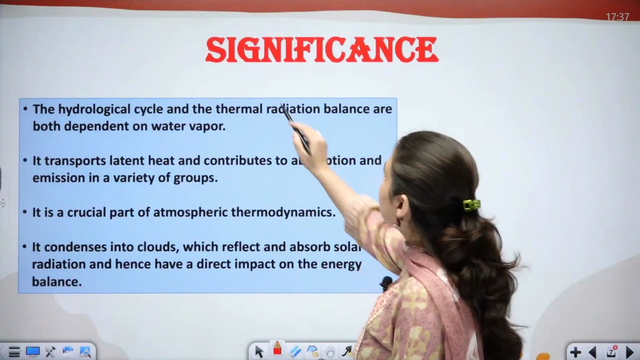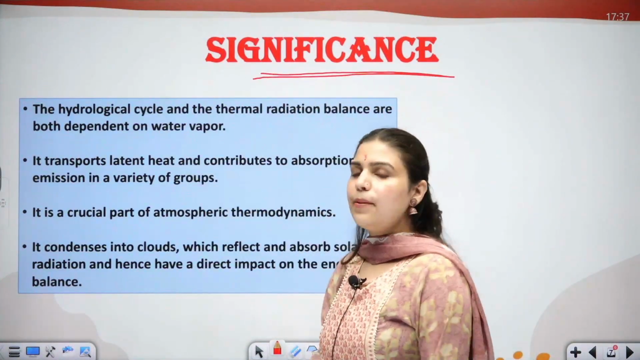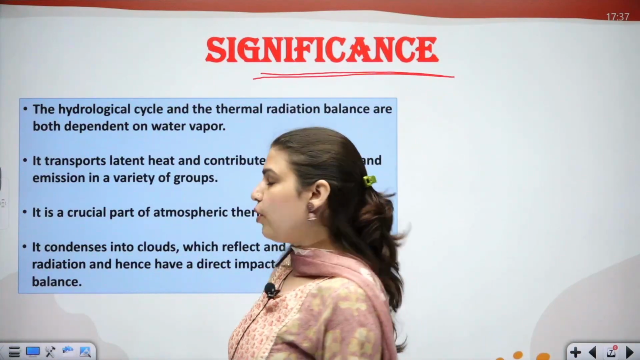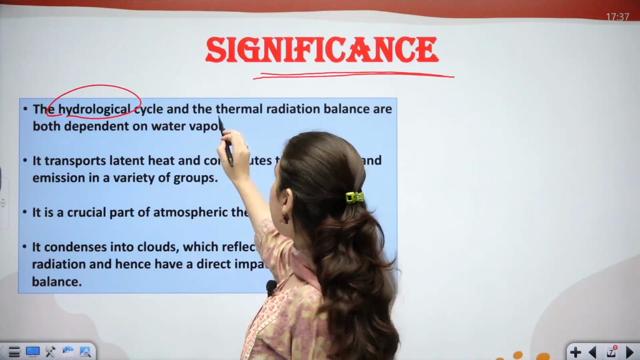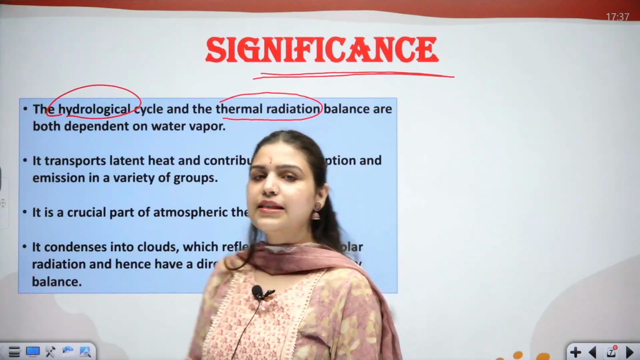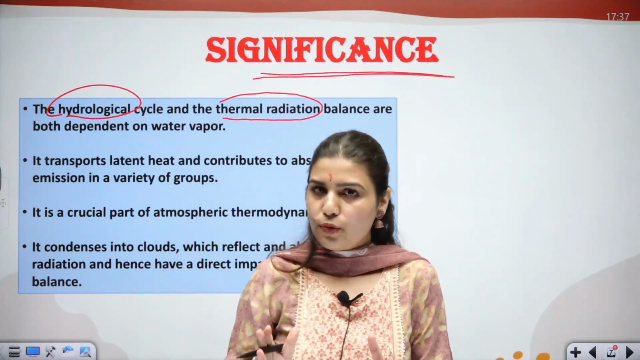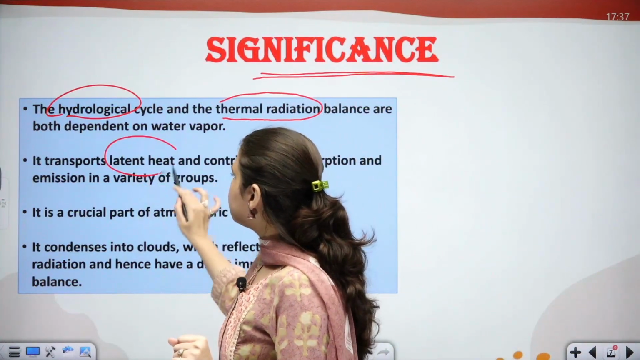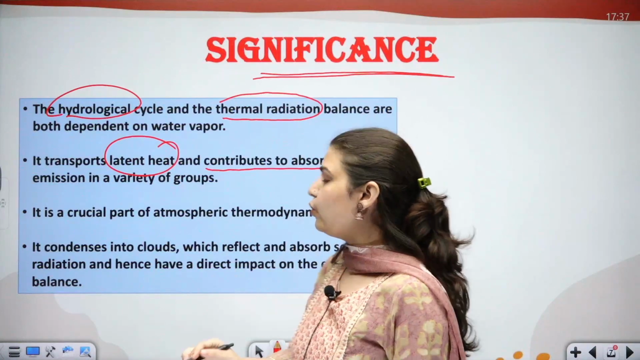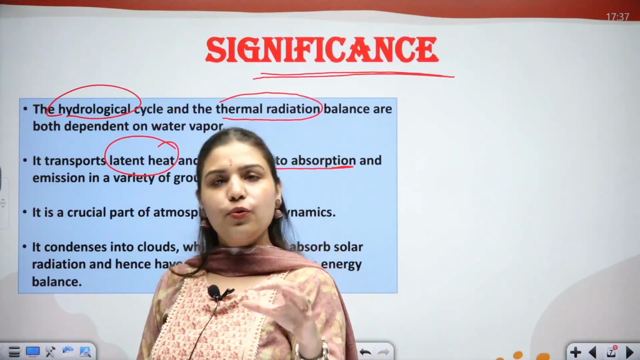Now, what is the significance of water vapor? If we have to talk about significance, why is it important? The hydrological cycle or water cycle and the thermal radiation balance are dependent on water vapor. So this is one significance. Then it transports latent heat and contributes to absorption and emission in a variety of ways.